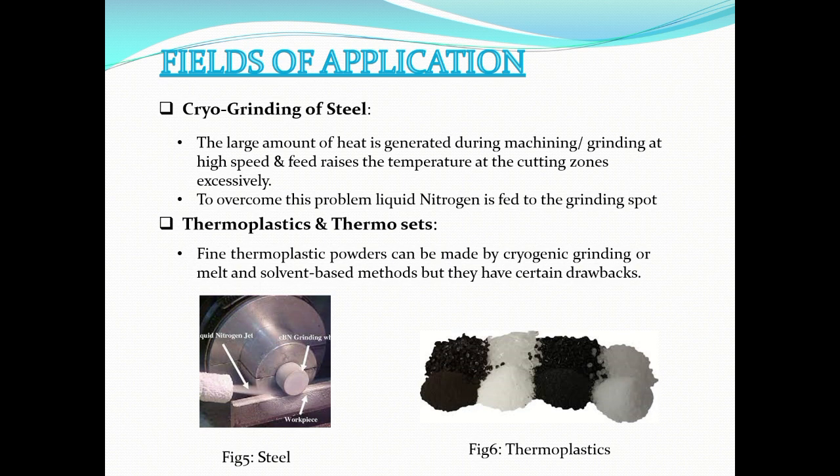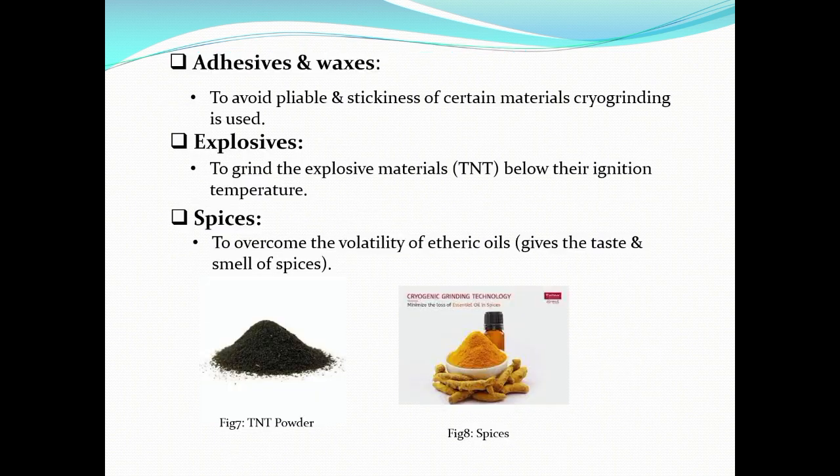Thermoplastics and thermosets: fine thermoplastic powders can be made by cryogenic grinding. Adhesives and waxes: to avoid pliability and stickiness of certain materials, cryogenic grinding is used. Explosives: to grind the explosive materials below their ignition temperature. Spices: to overcome the volatility of etheric oils.